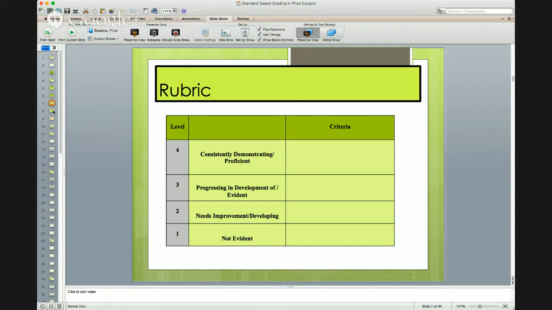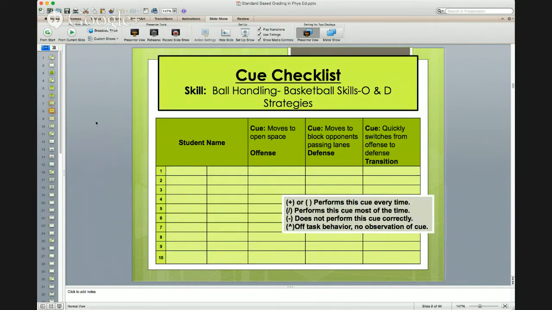Okay. When I use a rubric, what I normally do is team it up with the standard we're going to be using, and that's very important.